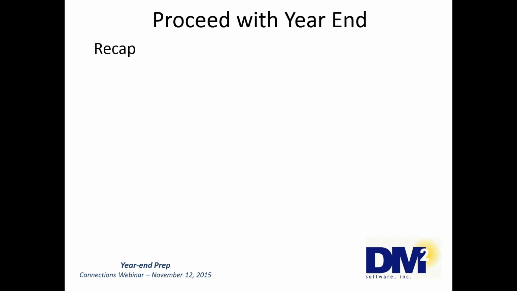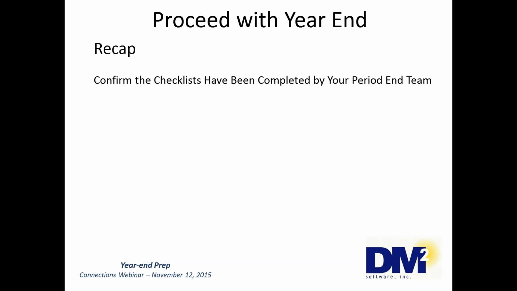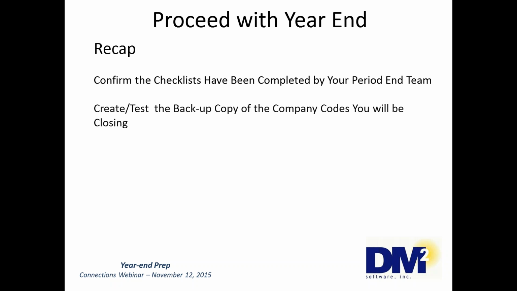So you're going to proceed with your year-end. Let's just recap everything that we talked about. Confirm that your checklists have been completed by your period end team. Before you do your year-end, you're going to get with your team, and they're going to confirm they've done everything that they need to do. You're going to create and test, and don't forget to test that backup of the company codes you're going to be closing.